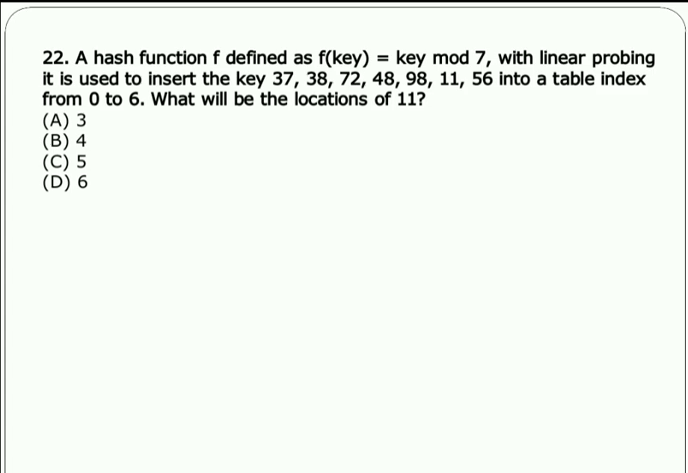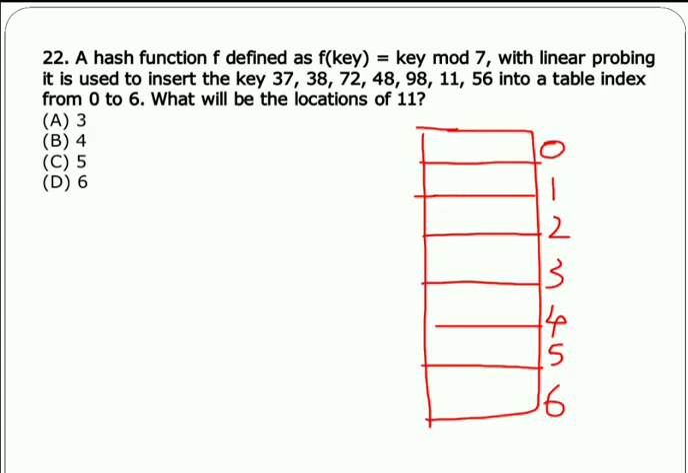Next one. A hash function f defined as f of key equals key mod 7 with linear probing is used to insert the keys 37, 38, 72, 48, 98, 11, 56 into a table with index from 0 to 6. What will be the location of 11? So where the key 11 will be placed in memory if you are using the linear probing technique. Here we are using key mod 7 with the linear probing technique.